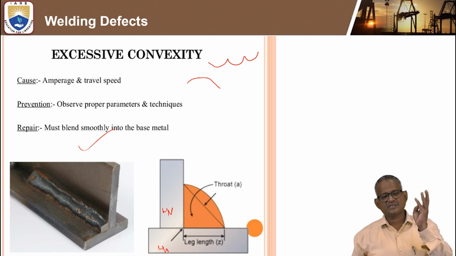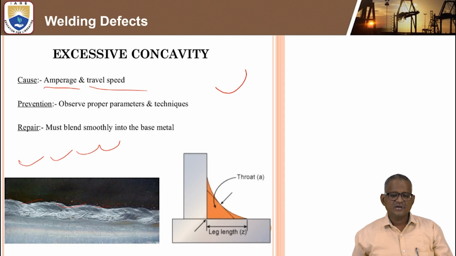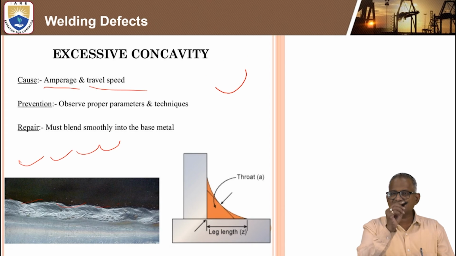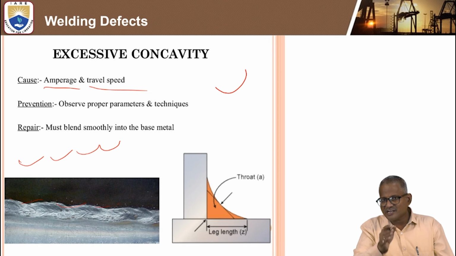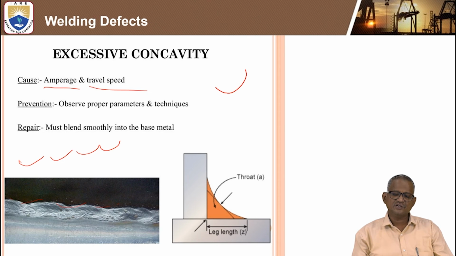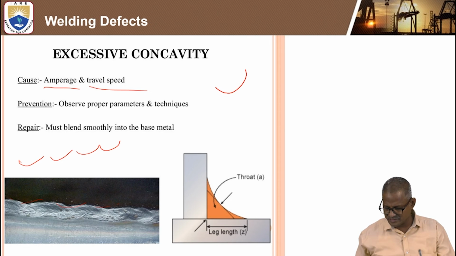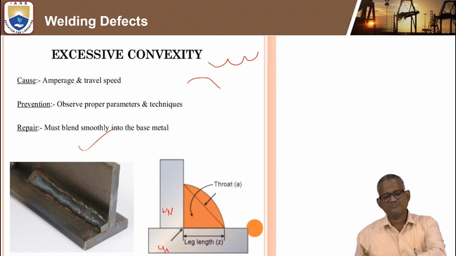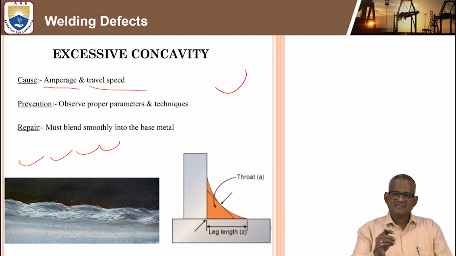This also comes under travel speed and amperage. Concavity means like in the sea, how the water level flows up and down. Based on that, there is the inside throat formation. In concave, throat formation is less compared to convex, where it is more. Okay, so this is easily eliminated because of less usage of excess metal.